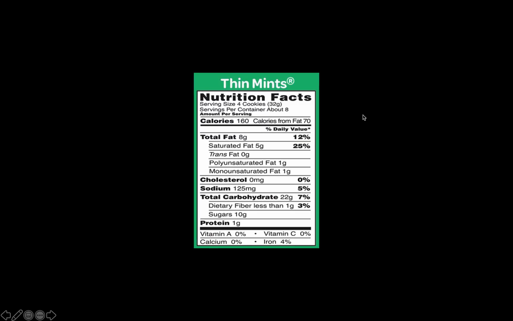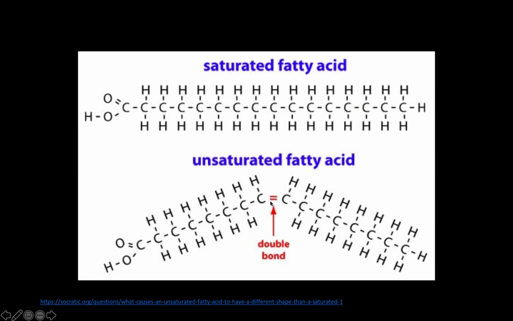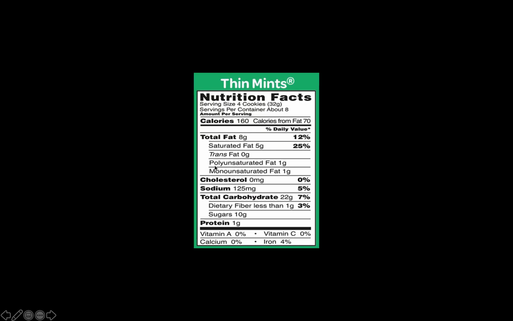Okay, so if we look at the box of any kind of food package, go into your kitchen and look for something that has a fat in it. Any package will tell you how much fat. So in a box of Thin Mints, they have saturated fats. They have no trans fats. They have a little bit of polyunsaturated and monounsaturated. So mono means one, of course. So the previous example here would be a monounsaturated fat. Poly means many. So there would be more double bonds in this type of fat. But most of the fats in Thin Mints are saturated.